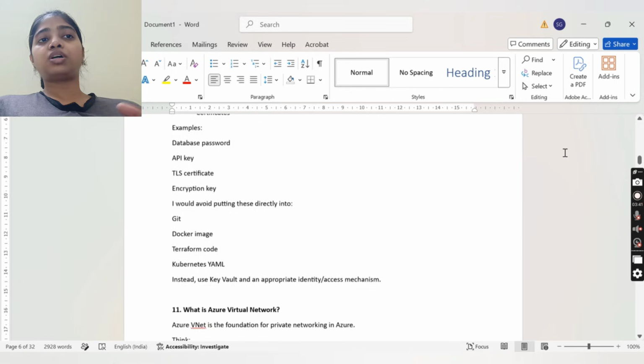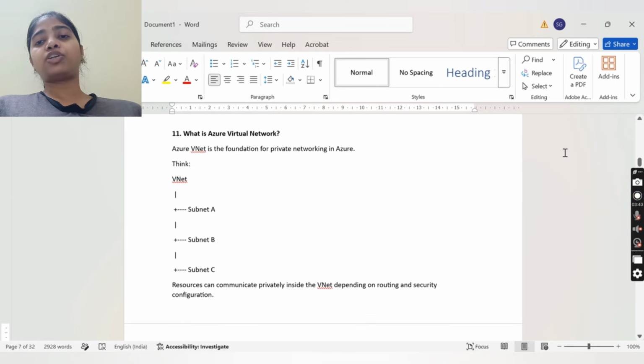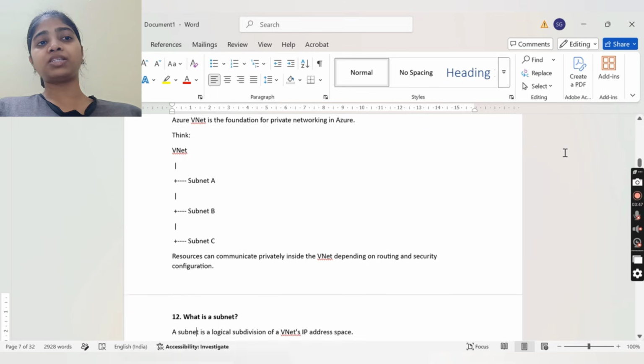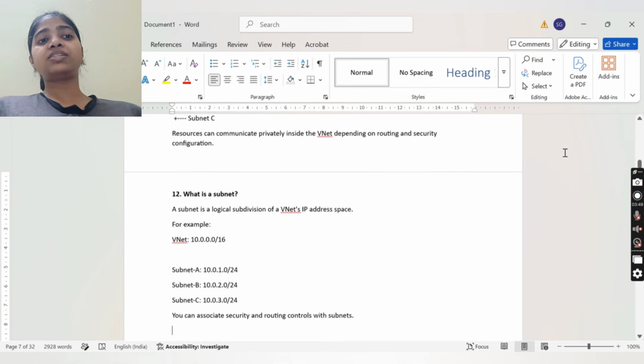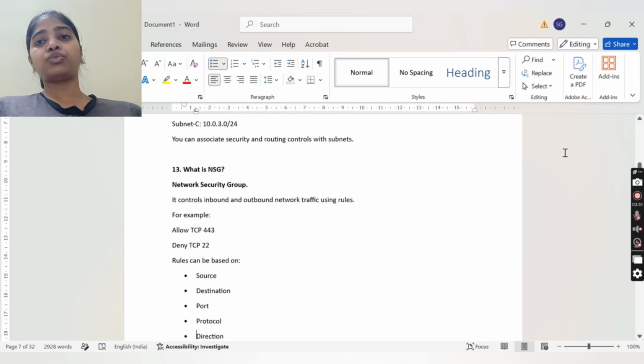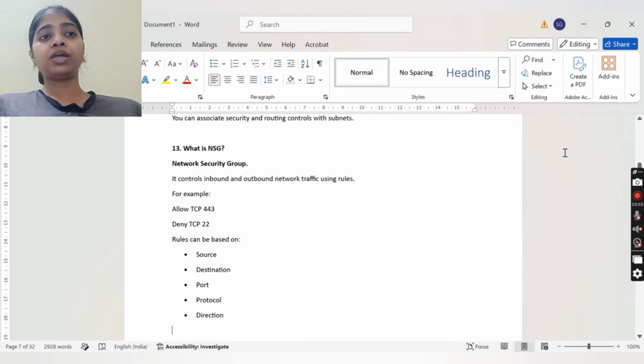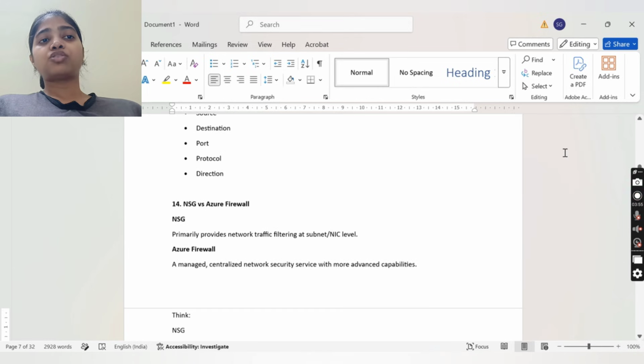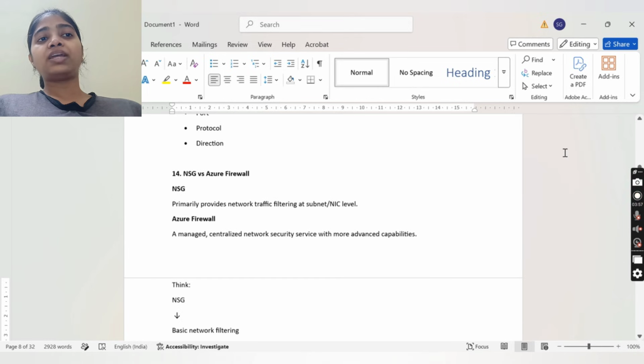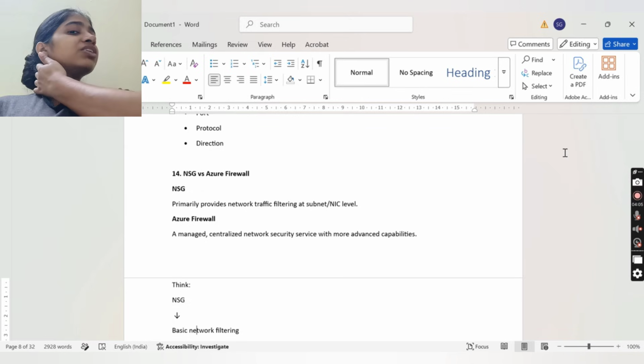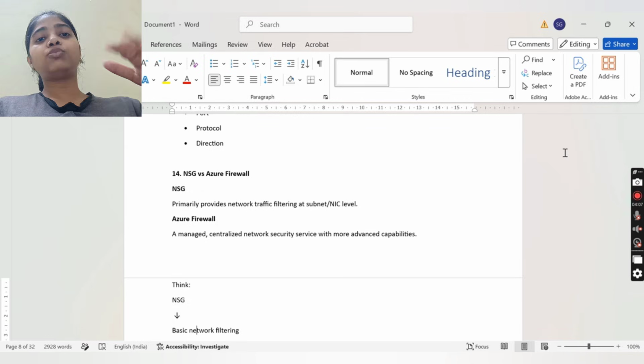And what is Azure Virtual Network? It is the foundation of private networking in Azure, which will have subnets. What is a subnet? What is an NSG? An NSG controls inbound and outbound traffic. NSG versus Azure Firewall: NSG primarily provides network traffic filtering at the subnet or NIC level, while Azure Firewall provides centralized network security management with more advanced capabilities.